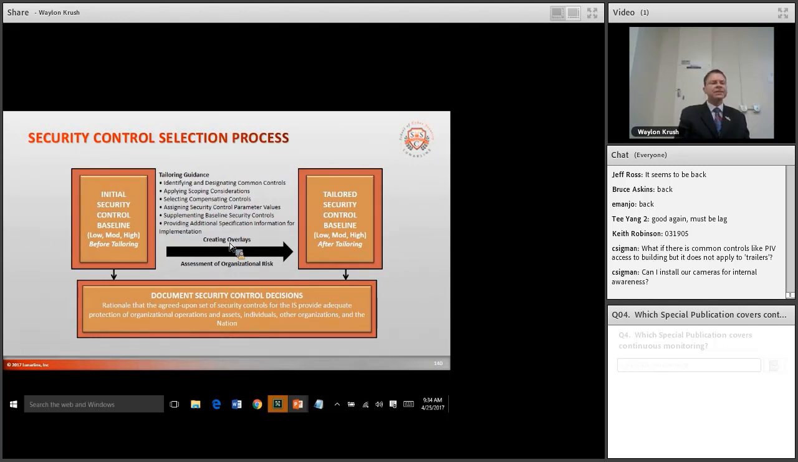But this really is meant to emphasize that the old baseline, assign and forget, is not the process that we use to select our security controls. I'm moderate, so I just have moderate baseline. Now you have a lot of additional, you might have technology-specific requirements. You might have risk-based requirements based on the enterprise risk assessment. You might have technology-specific requirements. You're going to have common controls.